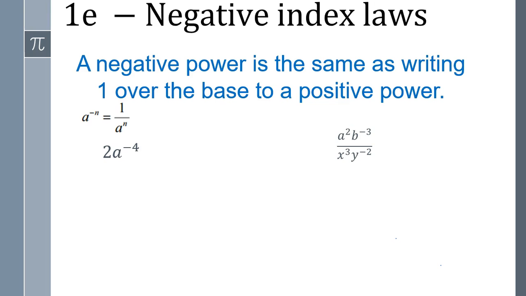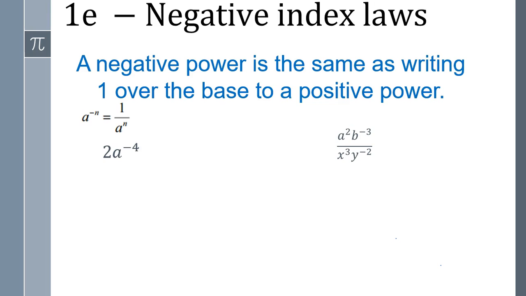Like the zero index law, this only applies to the number or the letter that it's attached to. So example 1 down here, that negative 4 only applies to the A. It has nothing to do with the 2. So when we use this negative index law, we're not going to touch that 2. That's going to be left alone. We're only going to muck around with the A.